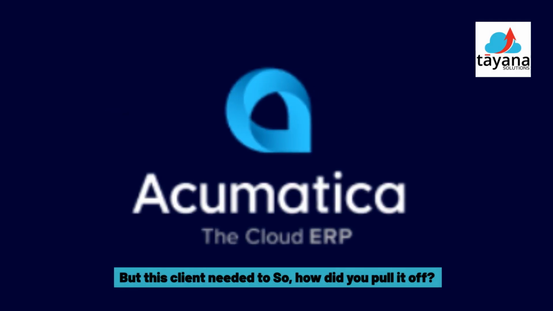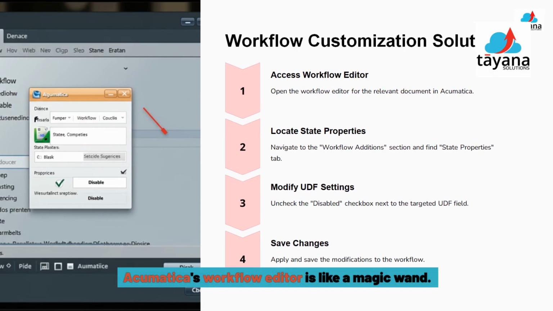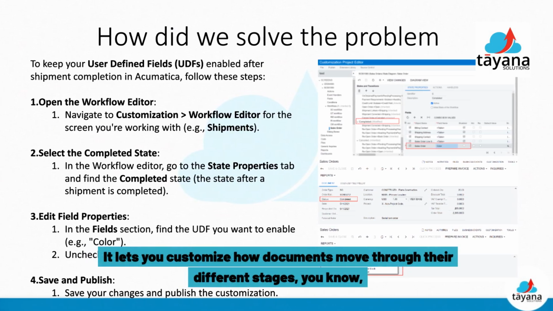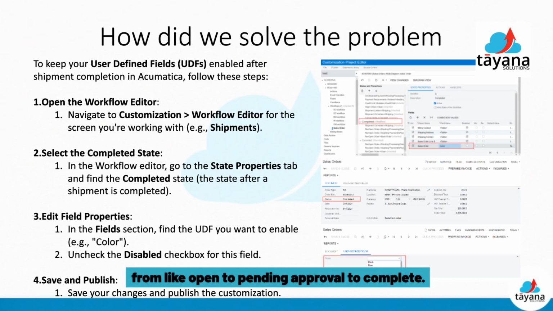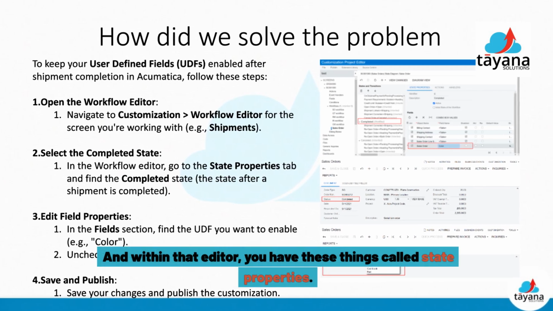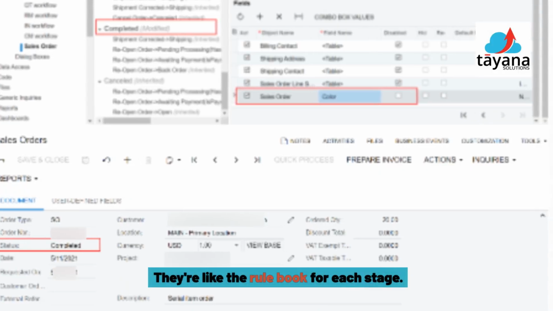So how'd you pull it off? Where did you even start? Acumatica's workflow editor is like a magic wand. It lets you customize how documents move through their different stages, like from open to pending approval to complete. Exactly. And within that editor, you have these things called state properties. State properties? What are those? They're like the rule book for each stage.